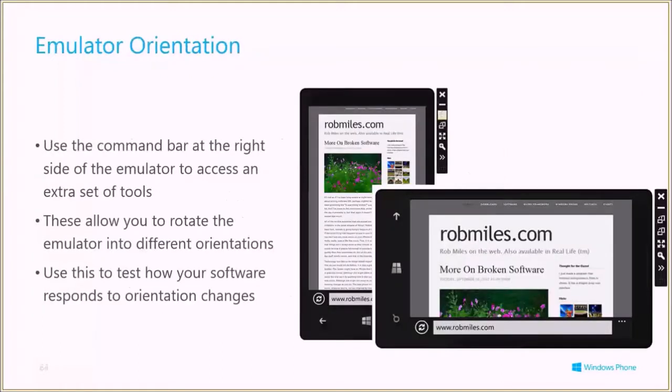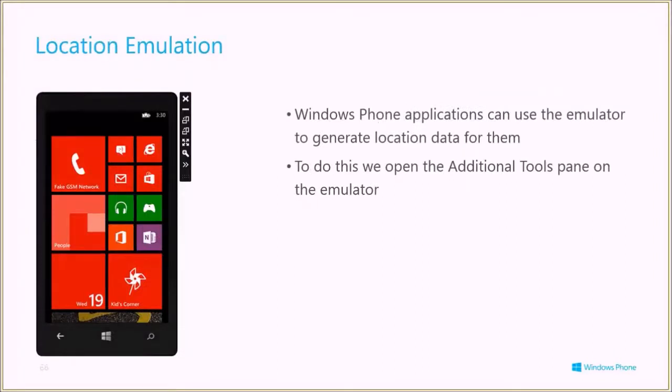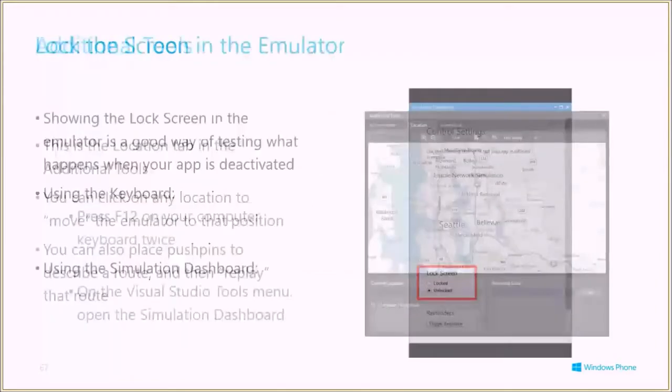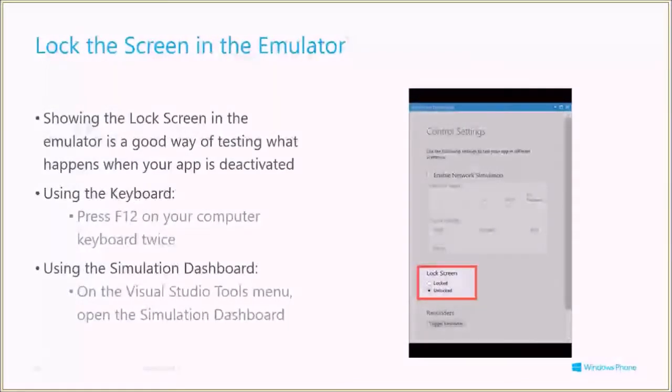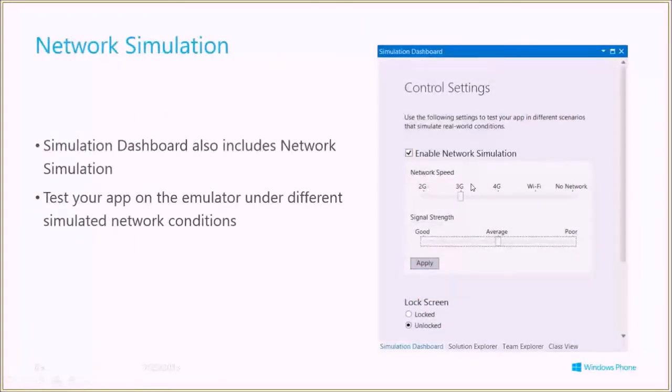You have the simulation dashboard in Visual Studio. You can use that to test your application against whether the phone is locked or unlocked. You can also test network simulation, whether your phone is on 2G, 3G, 4G, Wi-Fi, or no network. How would your phone or the application respond to such network conditions? You can also set signal strength, whether it's good, average, or poor. This is very important if your application uses networking and has internet connection capabilities and functionalities.